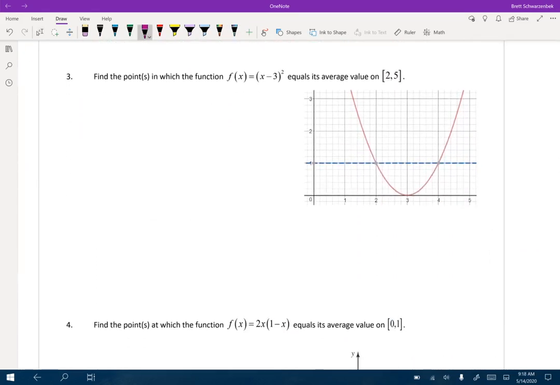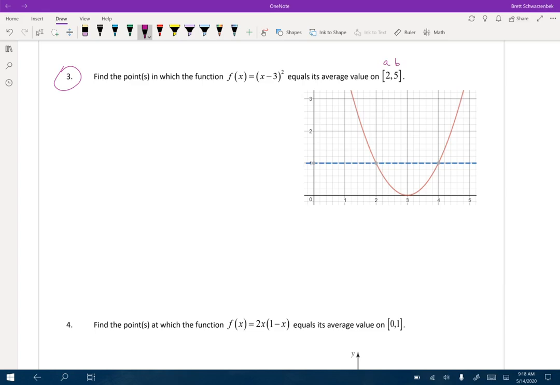While this is a pretty straightforward concept, there are some scenarios you might run into where you might be sort of taken aback. So I made sure in number 3 and 4 to include such scenarios. Something different than what you've seen before is what I'm getting at. So again, we're asked to find the points in which the function f of x equals (x minus 3) squared equals its average value on 2 to 5. So clearly we're looking at a to b here.